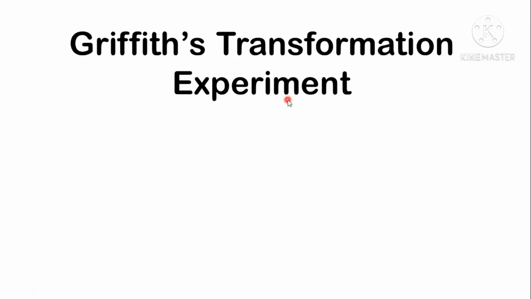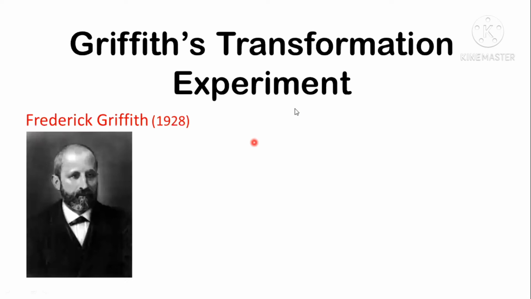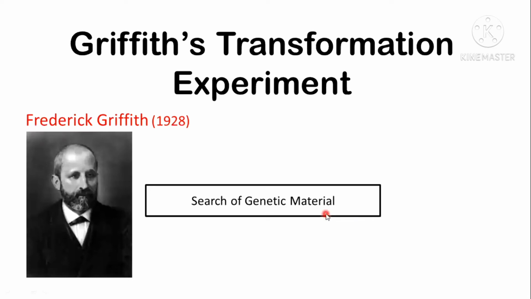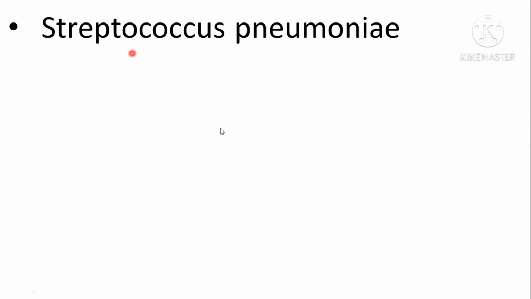In this video, I will teach you the Griffith's transforming experiment. So guys, Frederick Griffith in 1928 performed an experiment for the search of genetic material. It was the first experiment performed to search for genetic material. For his experiment, he used a bacteria called Streptococcus pneumoniae and he used mice.